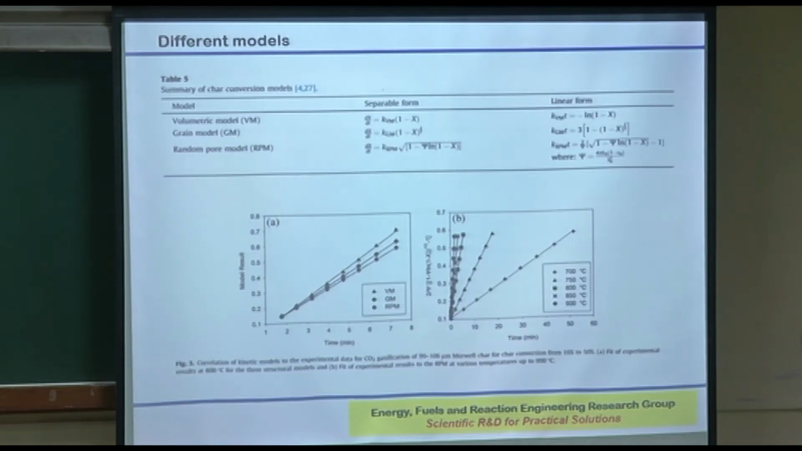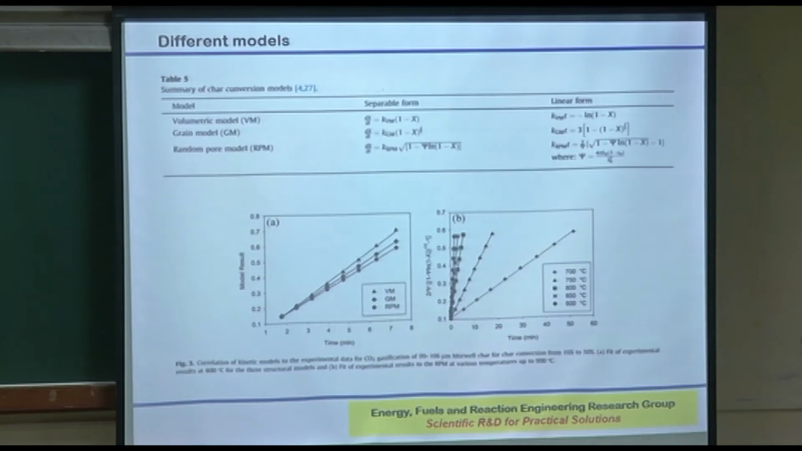And then I'm just trying to look at what's number B, which is the fit of experimental results to the random pore model. The Y-axis is nothing but an arbitrary value, in arbitrary units.